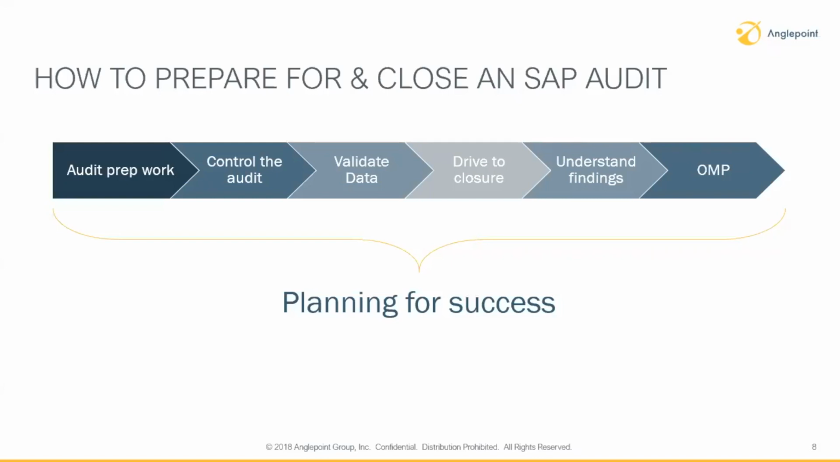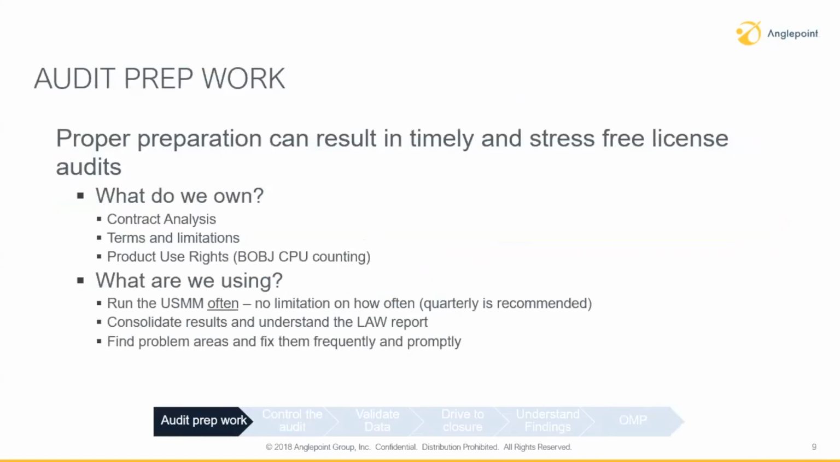We'll walk through each step, but generally it's audit prep work. There are certain things that we need to do before an audit ever comes. We want to control the audit, validate the data, drive to closure, understand what possible findings there might be, and then OMP. OMP stands for optimize, mitigate, and purchase. So with the first one here, I'm going to pass it back to Ben to go through some of the audit prep work that we recommend to our clients.